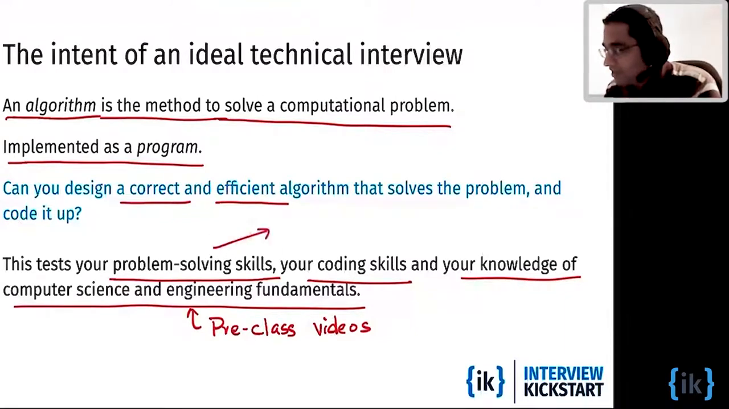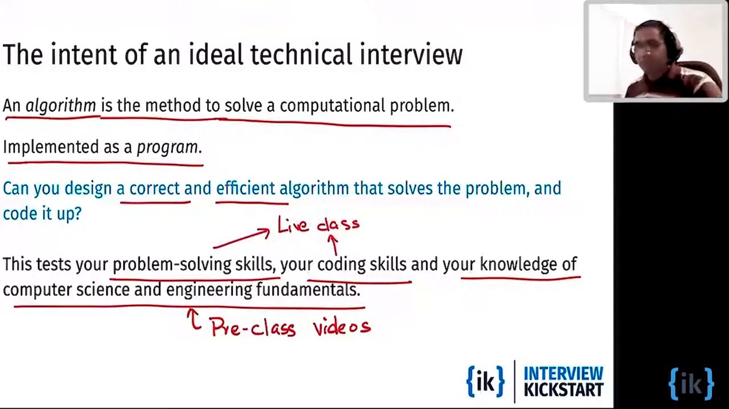So the live class is where we focus on problem solving skills. And to some extent, I also walk you through coding patterns, which are common to several coding problems, so that whatever language you're using in your interview, you could apply those patterns and code up the solutions. So this is the intent of an ideal technical interview.